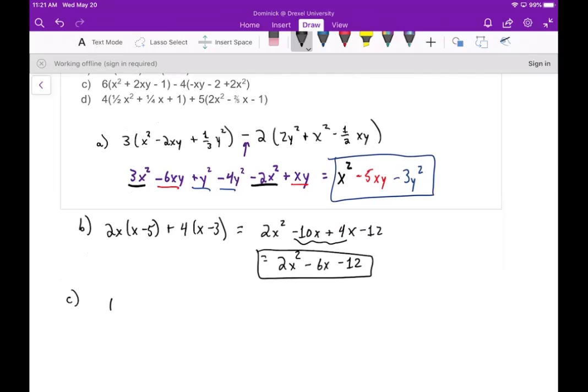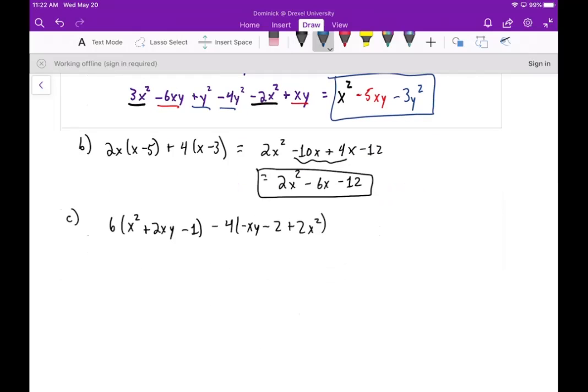In part C, we have a 6 times x squared plus 2xy minus 1, and then minus 4 times negative xy minus 2 plus 2x squared. Okay, so just like before, first thing that we'll do is we'll distribute. We'll get a 6x squared plus 12xy minus 6, and then a plus 4xy plus 8, and then a minus 8x squared.